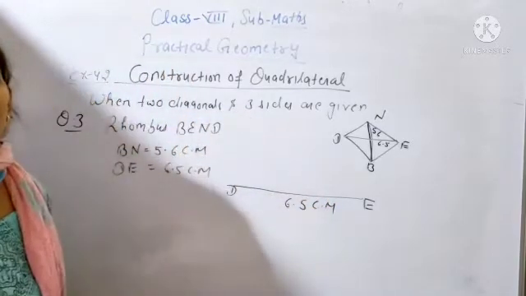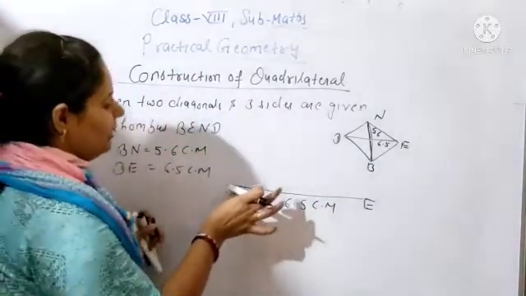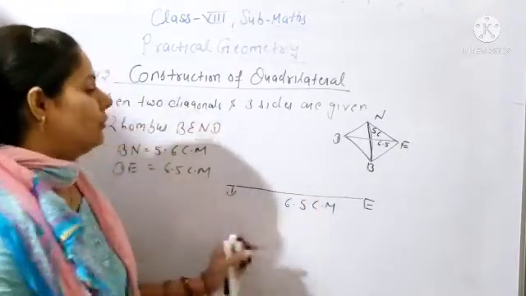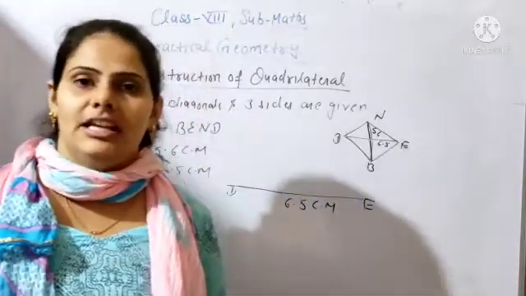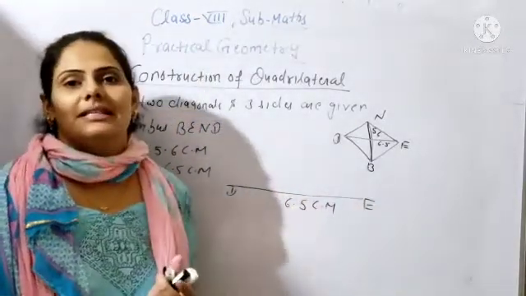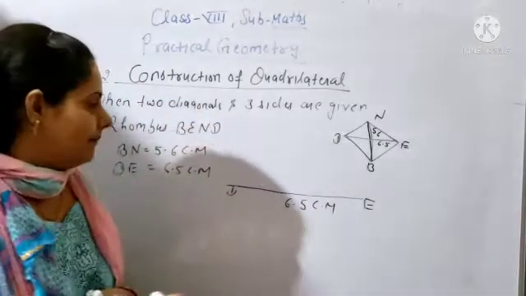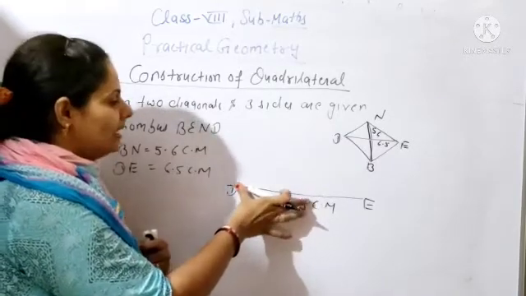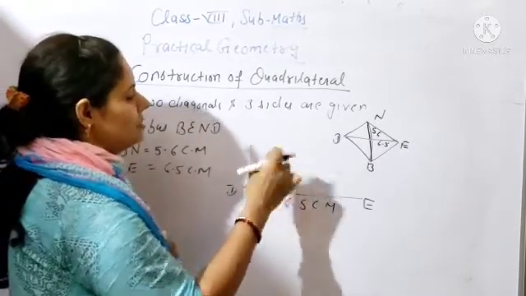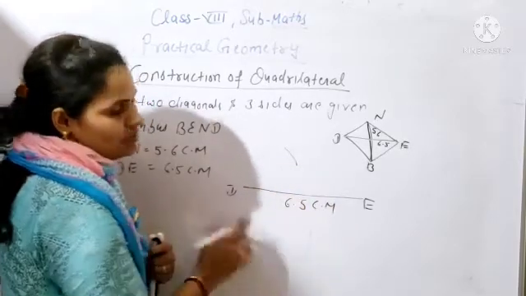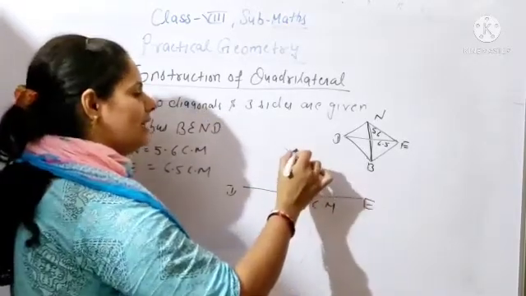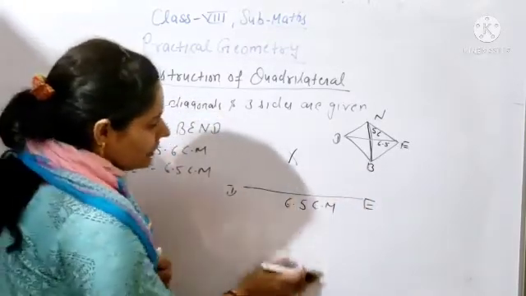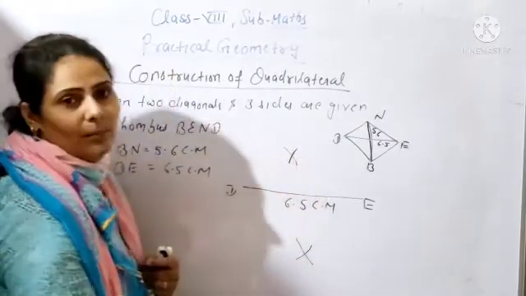Clear? Now second step: you will take a compass and open it more than half. Now you will draw the perpendicular bisector of line DE. How do you bisect perpendicularly? Open your compass a little more than half, and draw the arc upwards and downwards. From point E also, the same: open the compass and draw the arc upwards and downwards, on both sides.